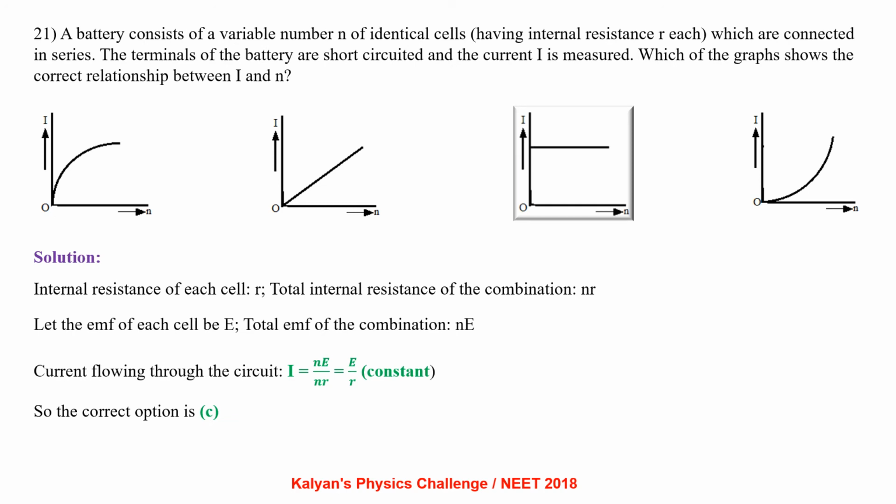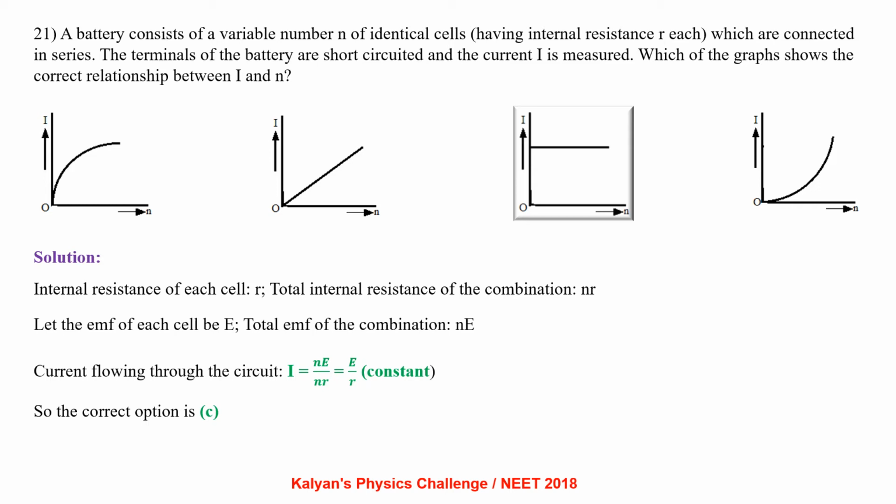A battery consists of a variable number n of identical cells having internal resistance small r each, which are connected in series. The terminals of the battery are short circuited and the current I is measured. Which of the following graphs shows the correct relationship between current and number of cells in the battery?